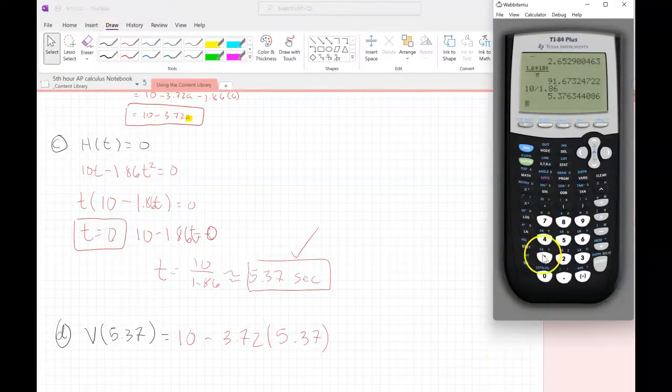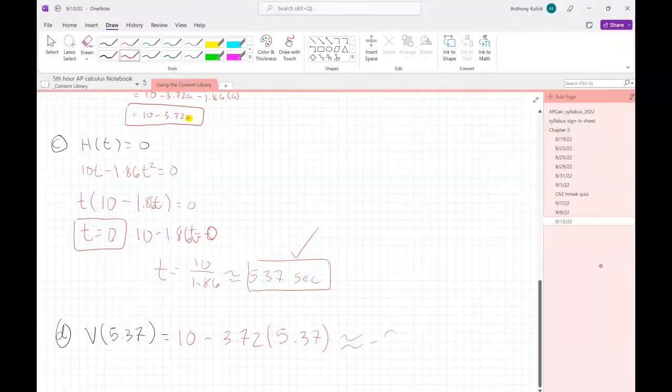Oh, but Mr. Kulik, it looks like I'm getting a negative answer. Is that okay? Well, yeah, sure it would be. What direction is the rock going when it hits the ground? It's going down, right? Which would have a negative velocity to it. So that certainly makes sense. So we got about negative 9.98 meters per second.